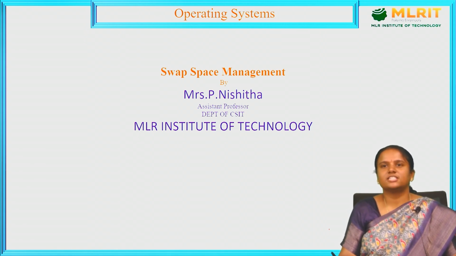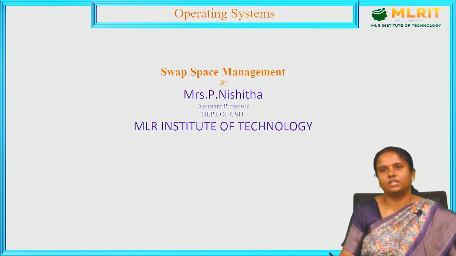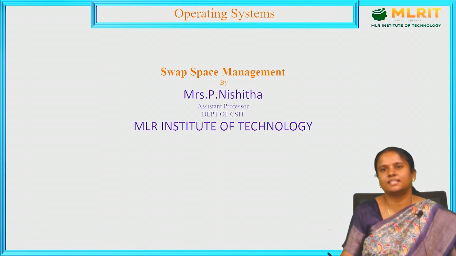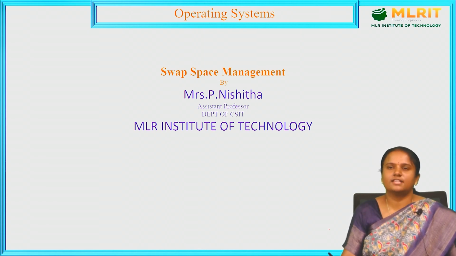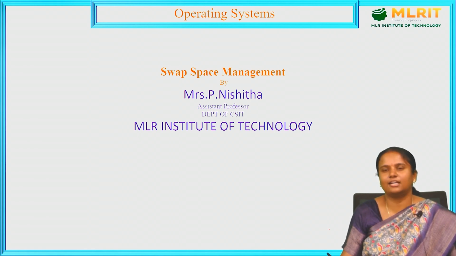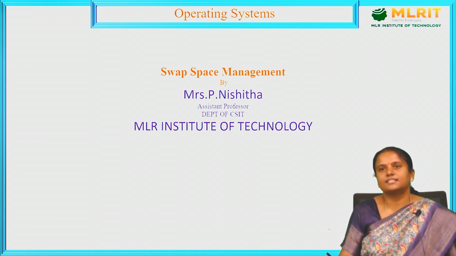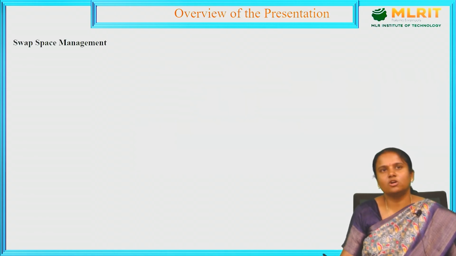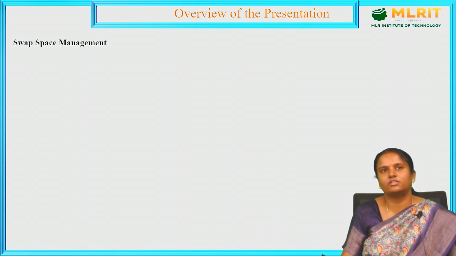In previous sessions, we have seen disk scheduling algorithms. There are 6 different types of disk scheduling algorithms. In this, we have seen first come first serve, SSTF, SCAN, C-SCAN, LOOK and C-LOOK. In this session, we are going to see swap space management. What do I mean by swap space management? So, in this presentation, we are going to see swap space management.